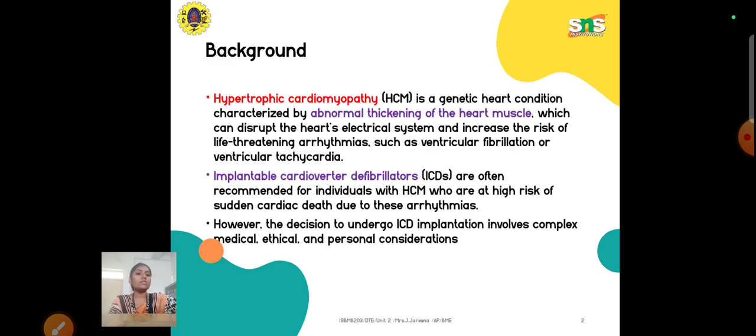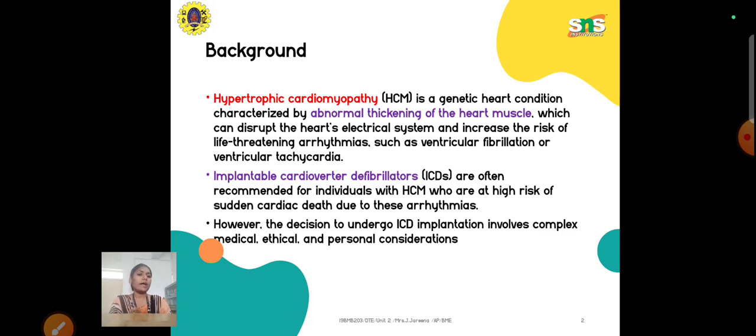Okay, so first we will discuss what is hypertrophic cardiomyopathy, that is HCM. It's a genetic heart condition where you can see abnormal thickening of the heart muscles. Due to this abnormality, the heart muscle can't work properly. That means it is not able to do the action of contraction and relaxation. So it will disturb the overall electrical heart system. As a result, it ends up with life-threatening arrhythmias like ventricular fibrillation and ventricular tachycardia.